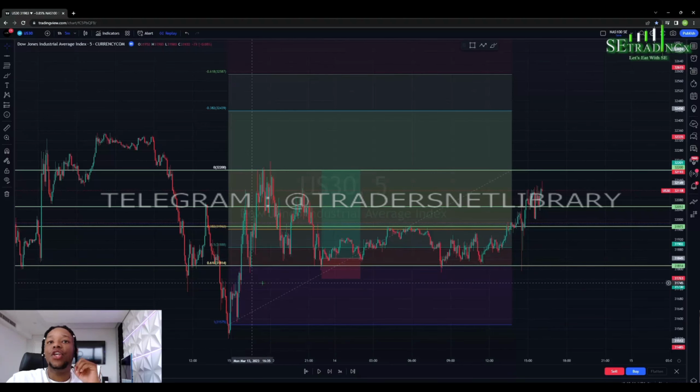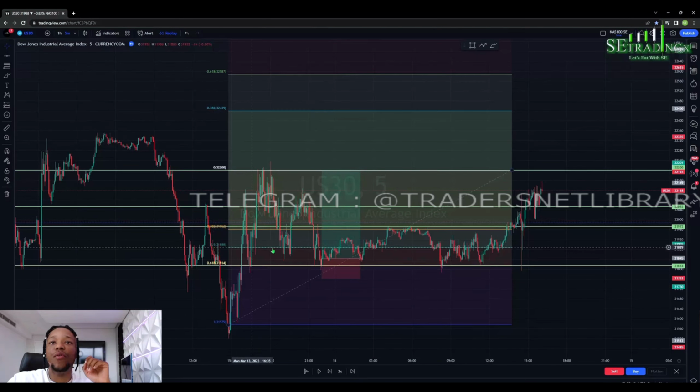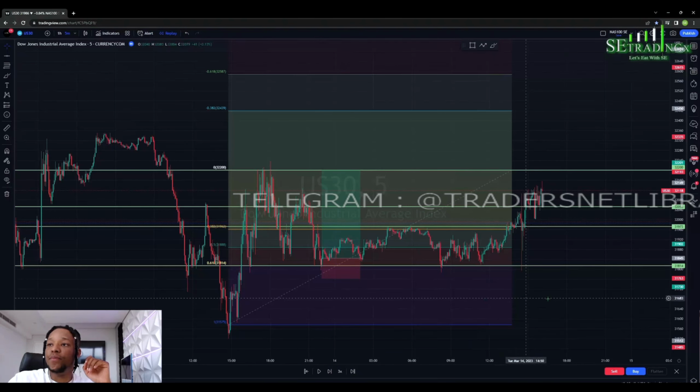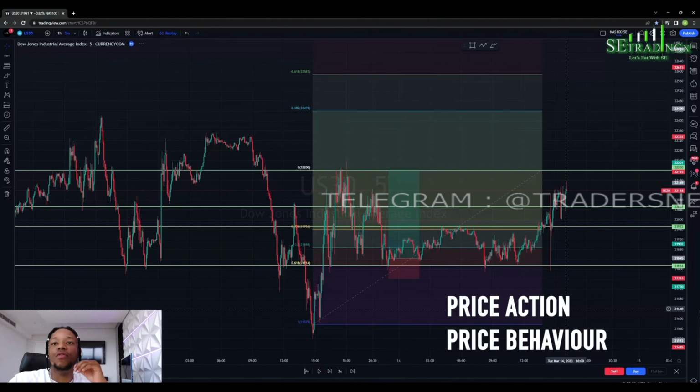You just know that you are entering your trades based upon the 0.618 and between the 0.5, and paying attention to price action, price behavior, and then moving forward with your trade.